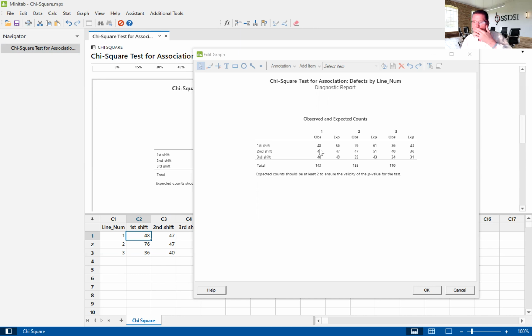Again, if you want to really read more about this, go to minitab.com and pull up their tutorial about the chi-squared test for association. And it goes deeply into the full analysis. But in broad sense, that's what this is doing. All right. It's looking at the difference between that observed and expected. And if it's large enough, it then becomes statistically significant that there is a difference between either shifts or line numbers.